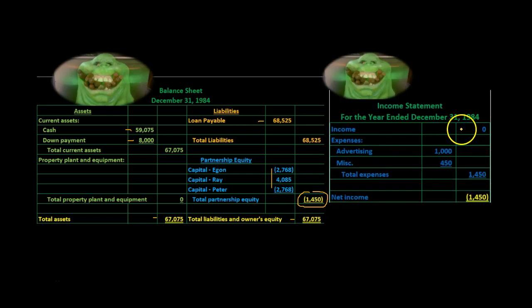So the Slimer income statement still has no income. We haven't made any income yet, but we have advertising expense and we have miscellaneous expense, adding up to total expenses of $1,450. And that gives us our net income or loss at this point, $1,450, and that's the full amount here because it's our first month of operations, and that's what is making up the partnership equity section.